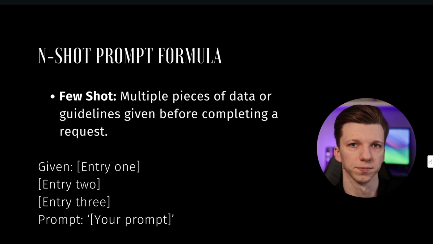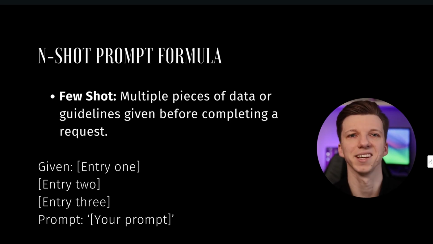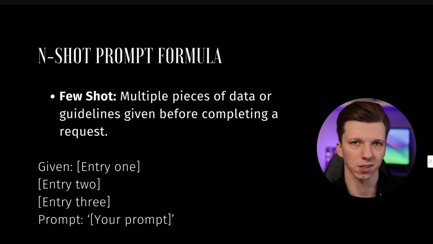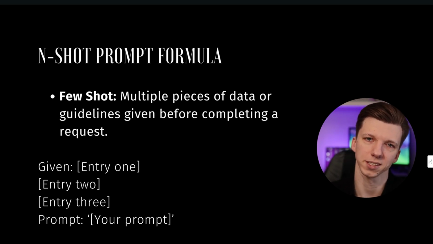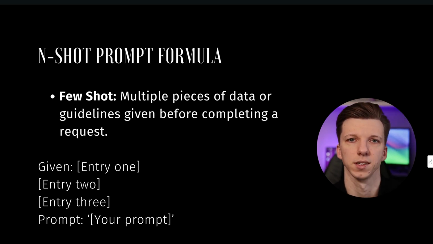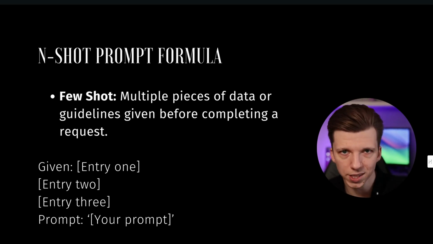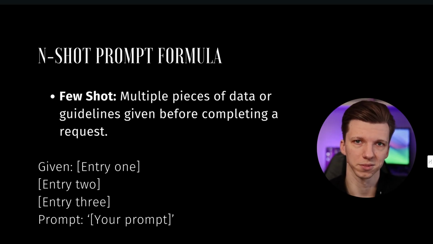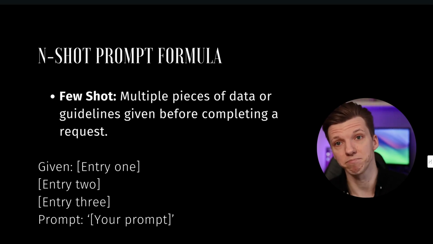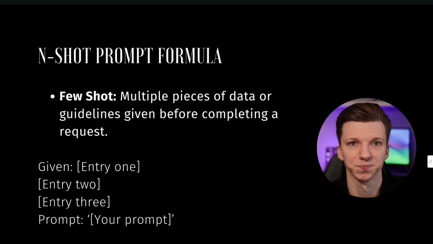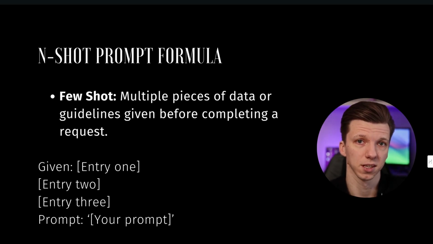Few-shot prompt engineering. In this case, as you might have guessed, multiple pieces of data or guidelines are given before completing a request. For example, given entry 1, then entry 2, then entry 3, and then your prompt, which describes, well, that action that you want ChatGPT to take. The prompts might be phrased differently, but should keep the essence. Let's discuss some of the examples.